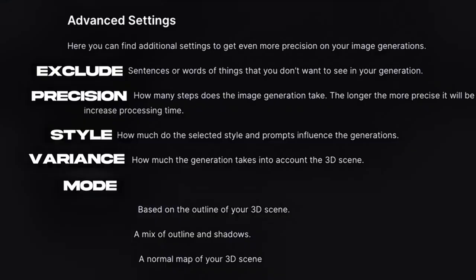Finally, modes are how the generator intakes your scene. Outlines uses outlines it sees in your image. Edges uses a mix of those outlines and shadows and light. And finally, shapes uses a 3D normal map for generation. I found I preferred shapes the most.